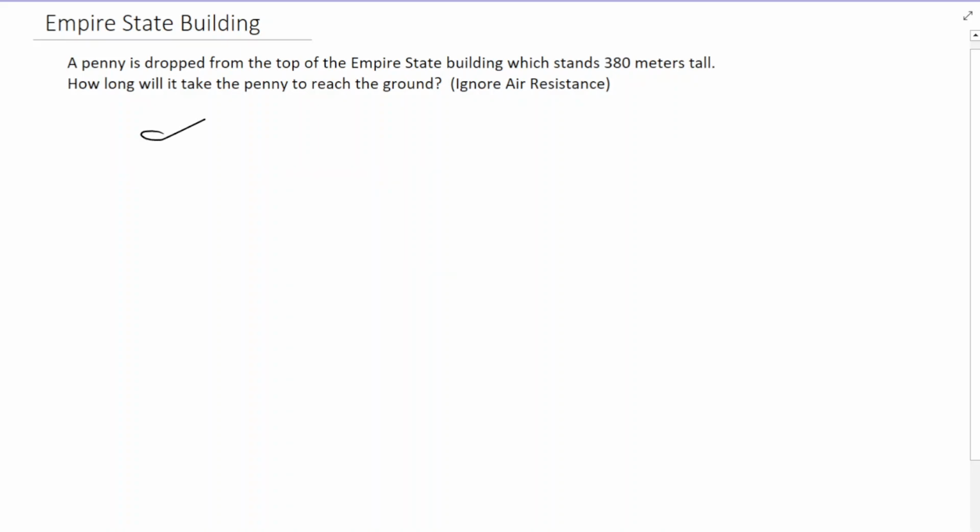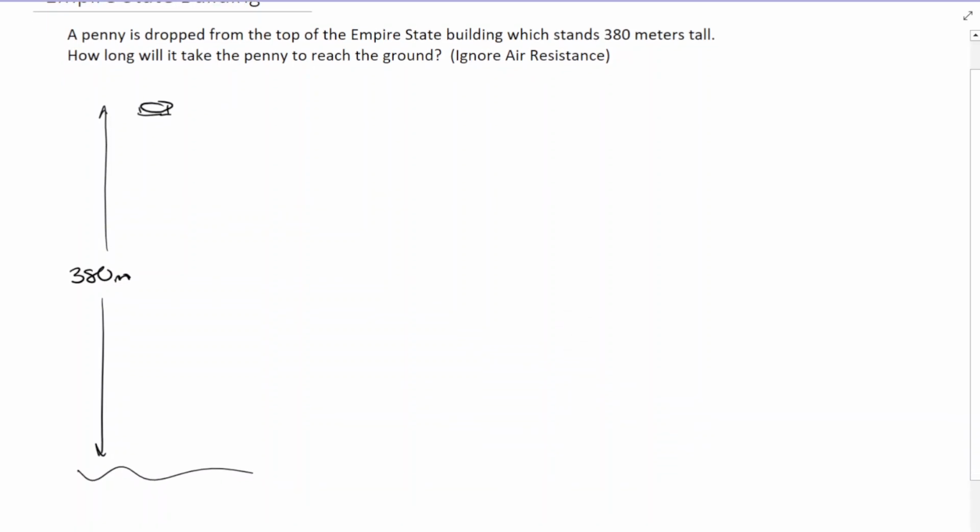I'm just going to draw the penny here. All right, this penny's dropped. Let's draw the ground. And we know that it is 380 meters from the penny to the ground. We also know that if we just dropped it, we didn't throw it, we didn't toss it upwards, let's assume that it starts with 0 velocity. So that would be the initial velocity of 0.